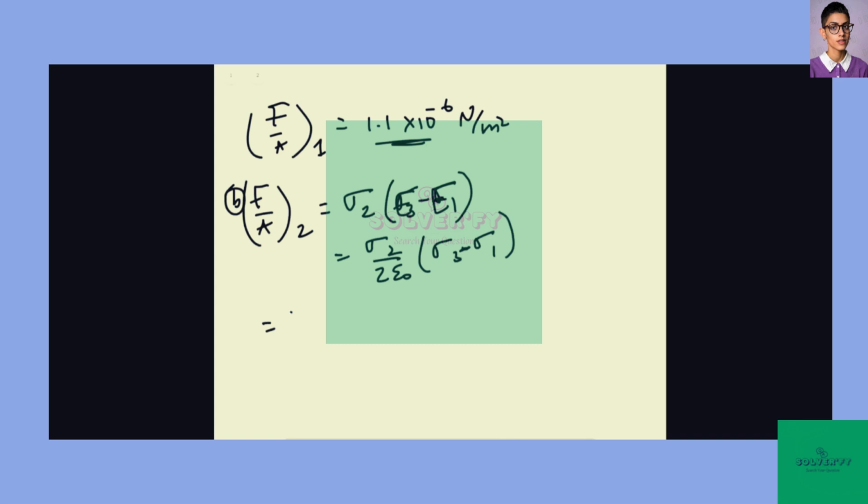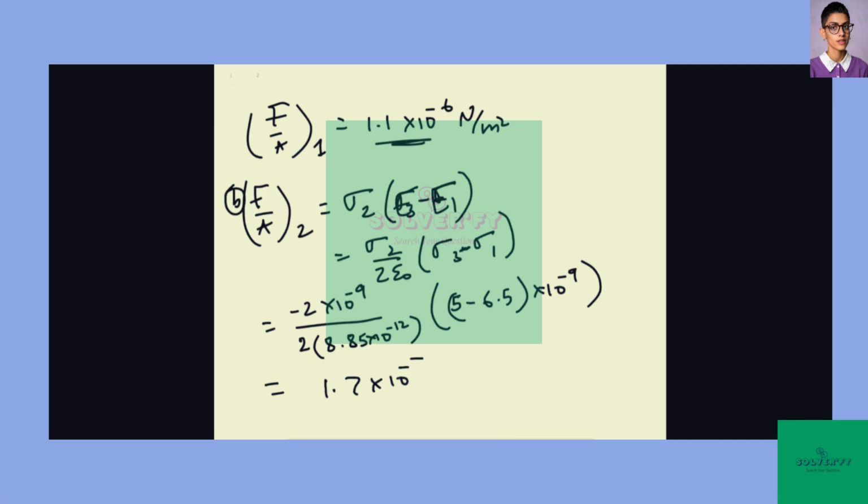Now this will be equal to minus 2 into 10 power minus 9 divided by 2 into epsilon naught, which is 8.85 into 10 power minus 12. We know that sigma 3 is 5 nanocoulomb per meter square and sigma 1 is 6.5 nanocoulomb per meter square. So that's 5 minus 6.5 into 10 power minus 9 coulomb per meter square, which gives us 1.7 into 10 power minus 7 Newton per meter square. Notice that this will be in the upward direction, which is why we chose sigma 3 minus sigma 1 instead of sigma 1 minus sigma 3.